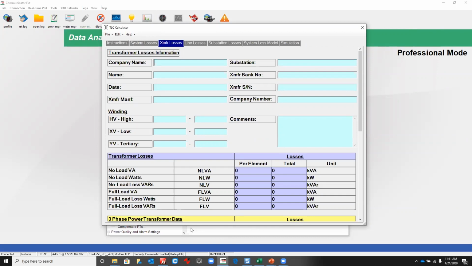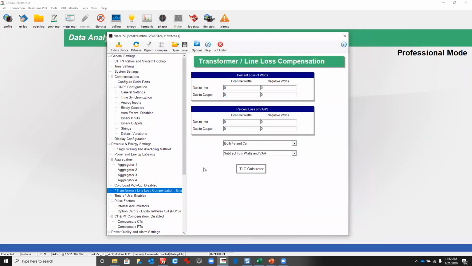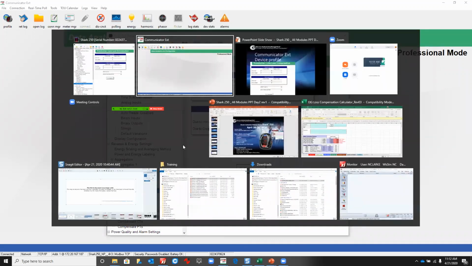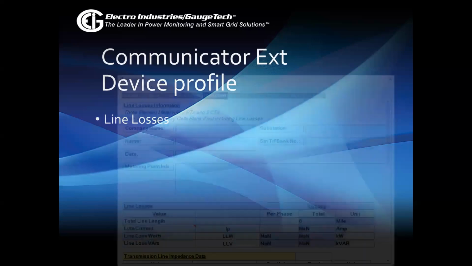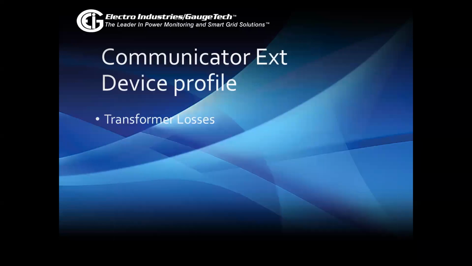You'd have to know what the voltage and current are, if you're profiling voltage and current and other properties in the meter, and deduce from there what the losses should be. But that's a rare case where you don't have an actual transformer report. I'll close this out, and I'll jump back to the presentation real quick. We talked about line losses, right? So this is what we just went through.